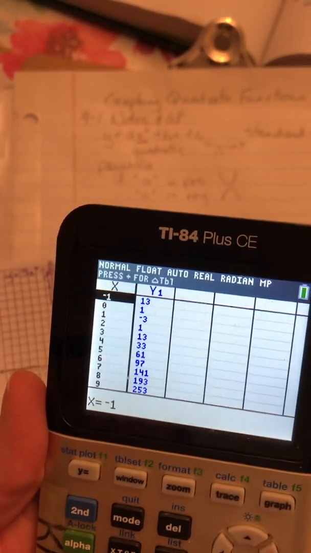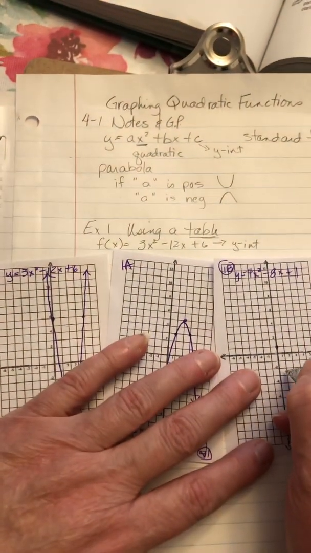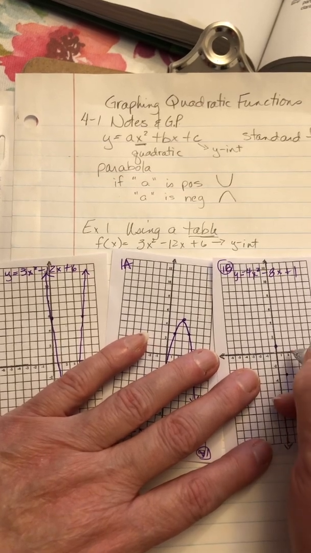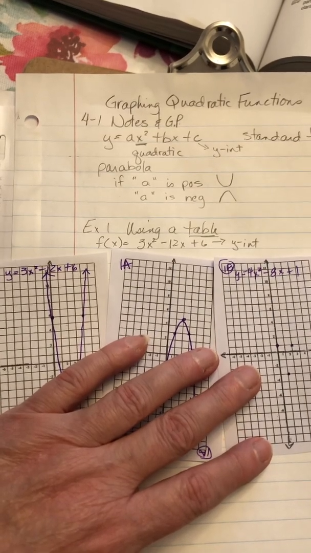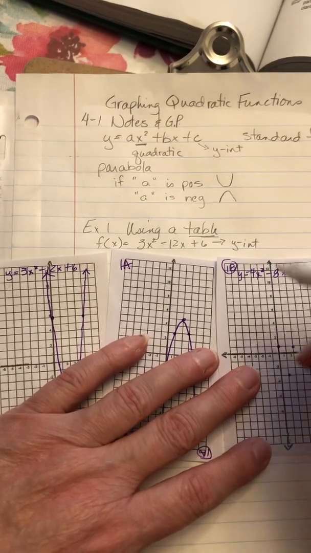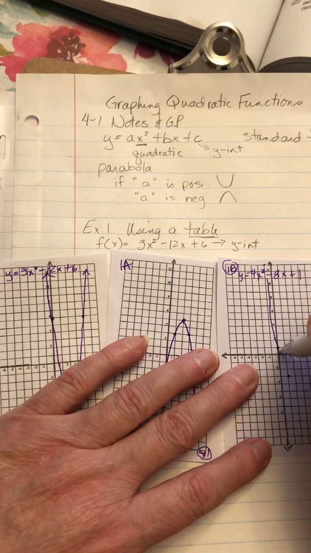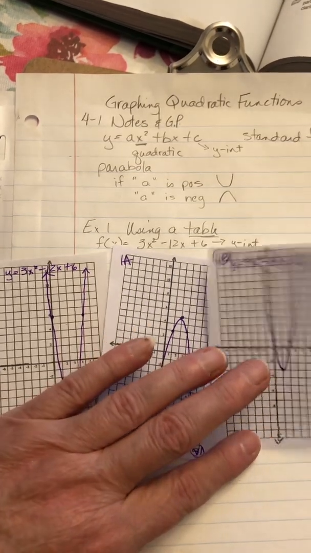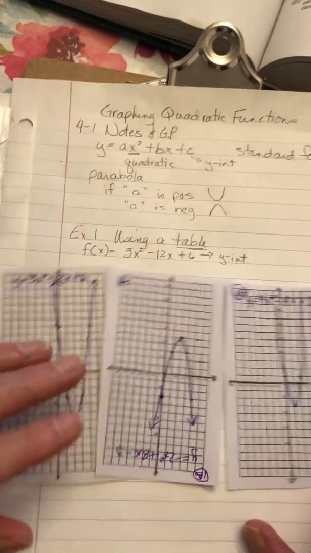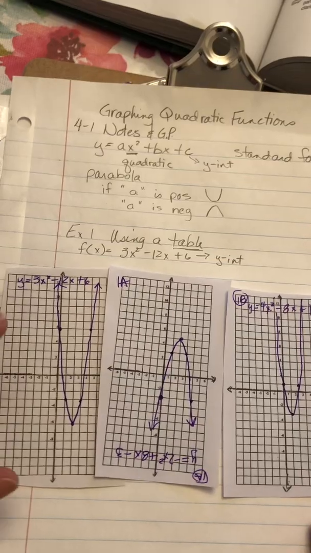Okay, where does it repeat? Oh, there it is. 0, 1, 1, negative 3, 2, 1. So it's 0, 1, negative 3. 1, negative 3. Boy, this is a tall, skinny one. Okay, I really want to have one more. Maybe not. 13. Well, that's the very, very top. Okay, so again, it's a tall, skinny one. So those are the 3 graphs that go with example 1 using a table.